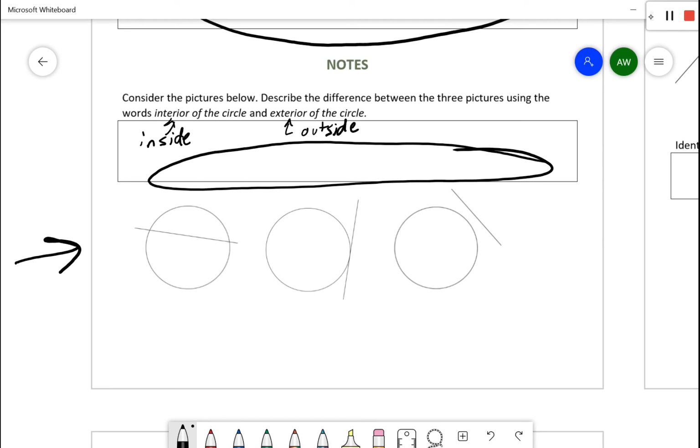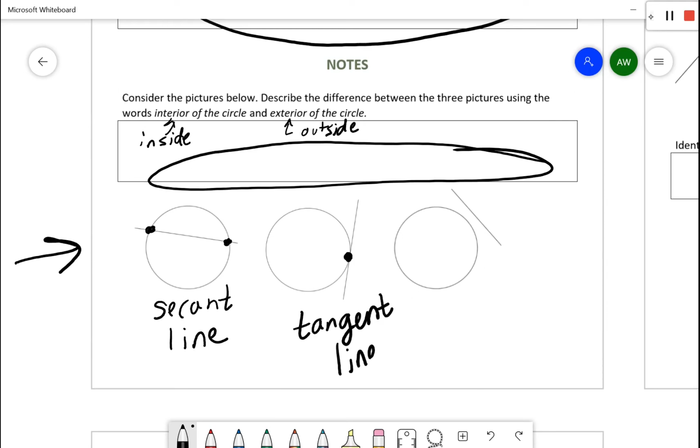So this first picture that has a circle with a line that's going through it, and it intersects that circle twice. This is called a secant line. Now this line right here that intersects the circle just once, this is called a tangent line. And what we want to notice is that most of the lines that we draw that connect to a circle are going to be secant lines, right?